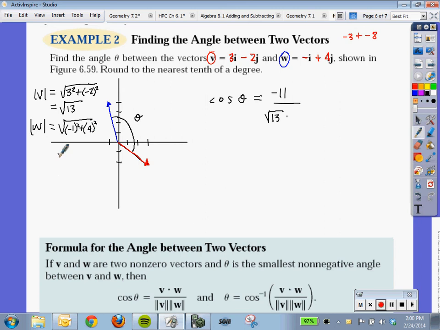The magnitude of W is equal to the square root of 17. So what we're going to do is figure out the angle by taking the inverse cosine of that ratio.